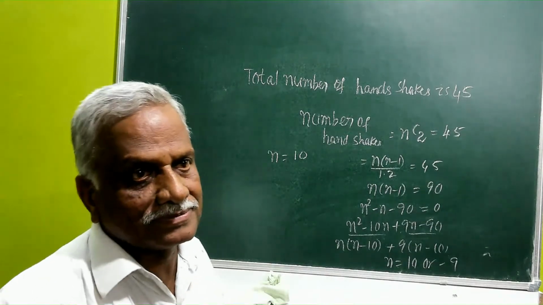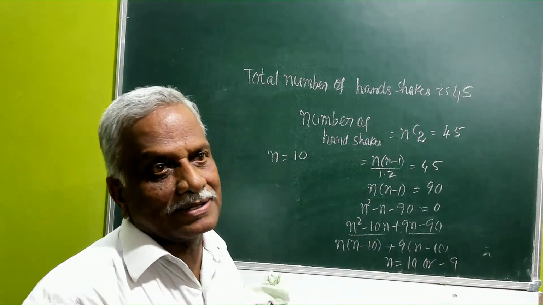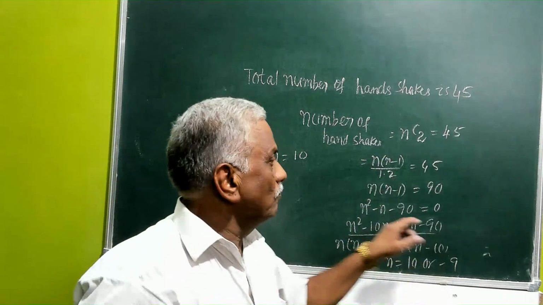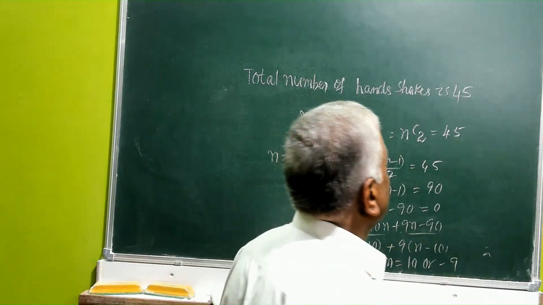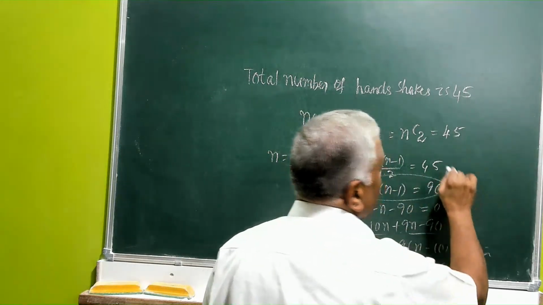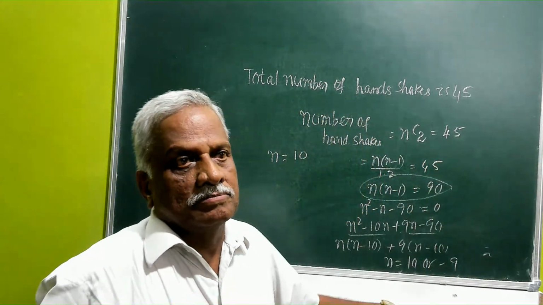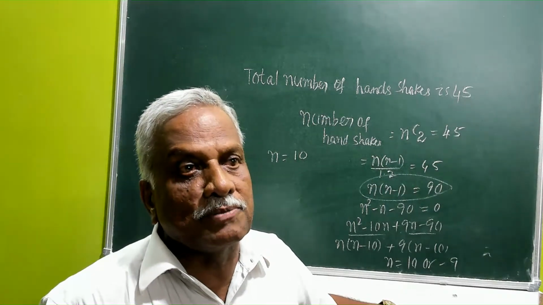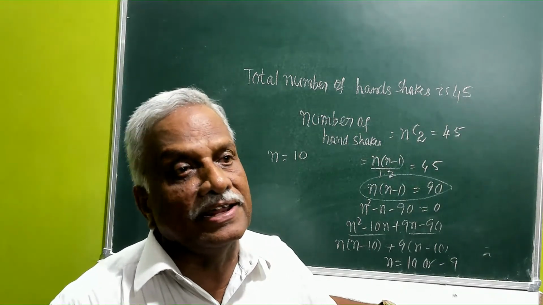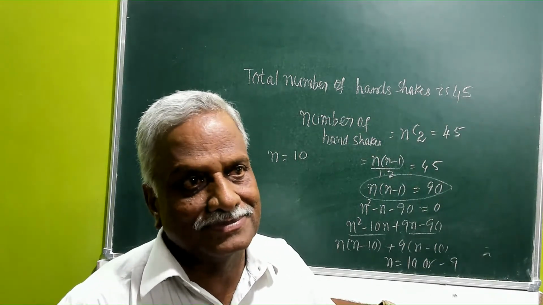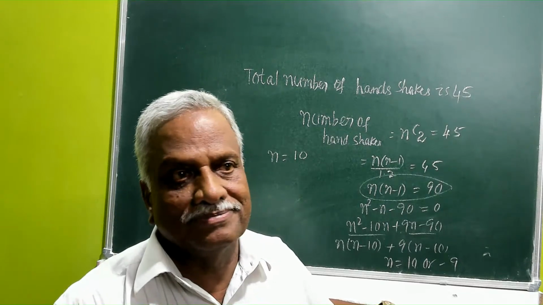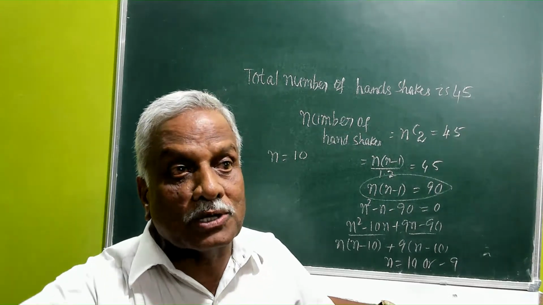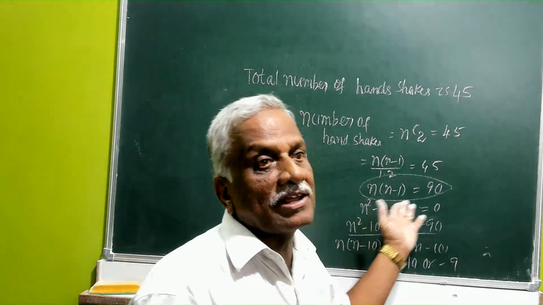But all this was not necessary. What is the thing? n into n minus 1 should be 90. Product of two consecutive numbers should be 90. Numbers are 10 and 9. No other. It can't be 45 into 2, because the product is of two consecutive numbers. Directly you can guess n should be 10.